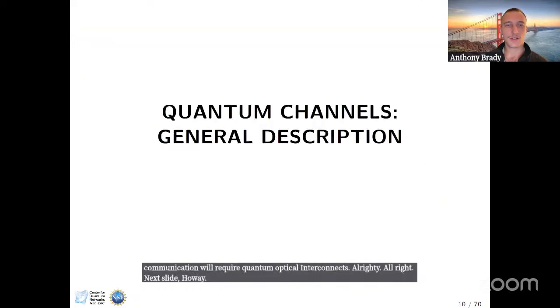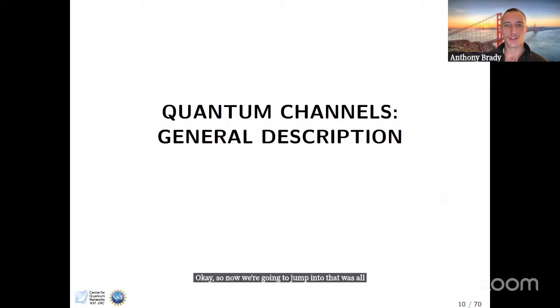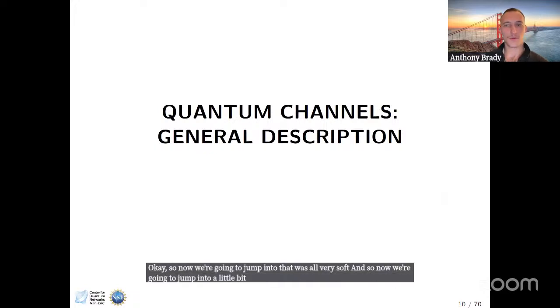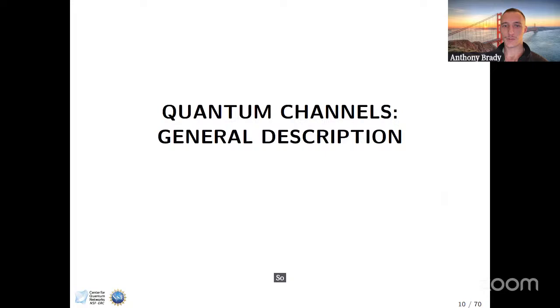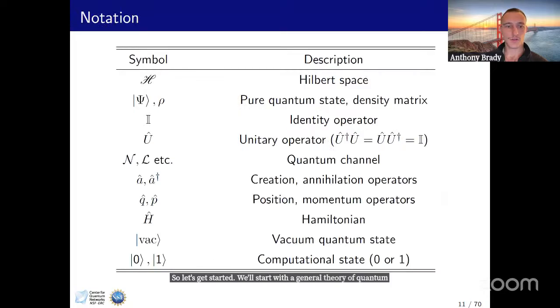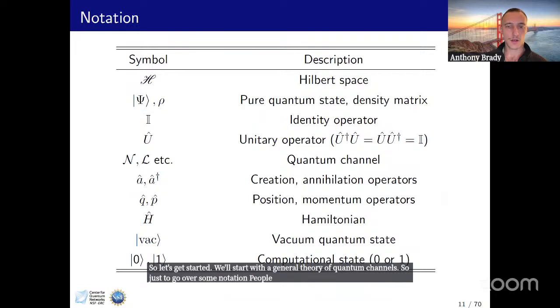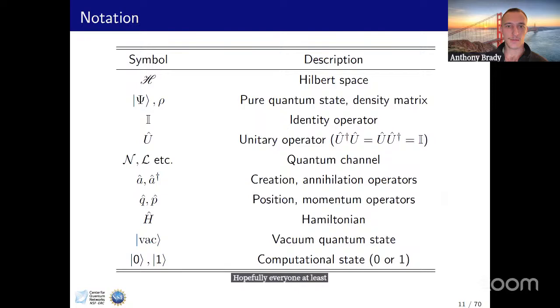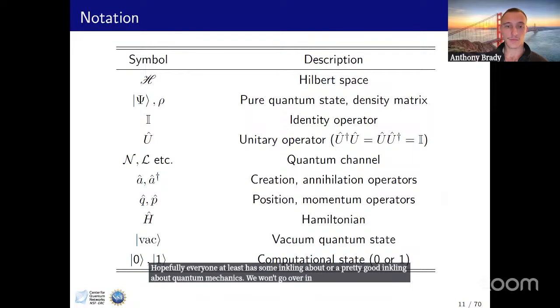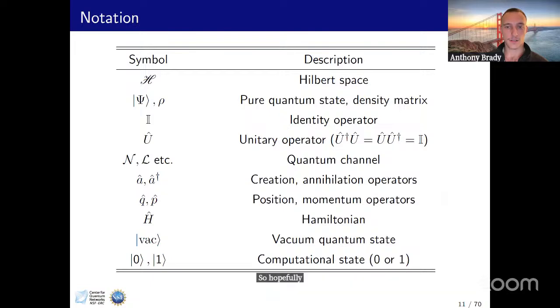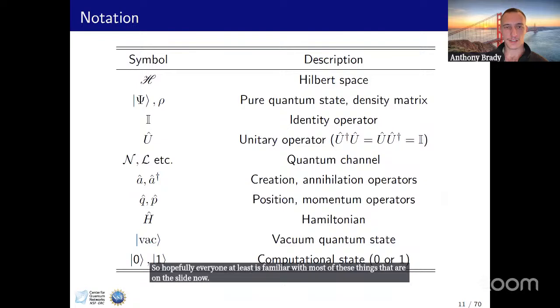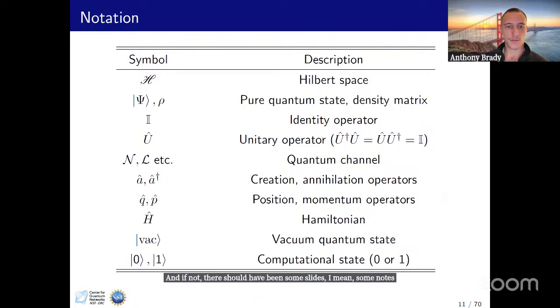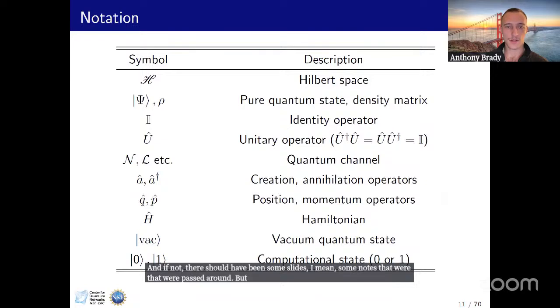Okay, so that was all very soft, and now we're going to jump into a lot more formal things. Let's get started with a general theory of quantum channels. Just to go over some notation, people pointed this out before. Hopefully everyone has a pretty good inkling about quantum mechanics. We'll go over some basic principles, but they're high level. If not, there should have been some notes passed around. I'll just briefly go over these things now.